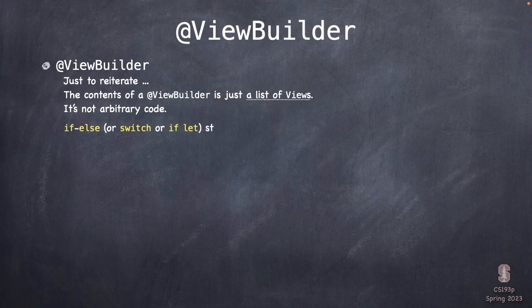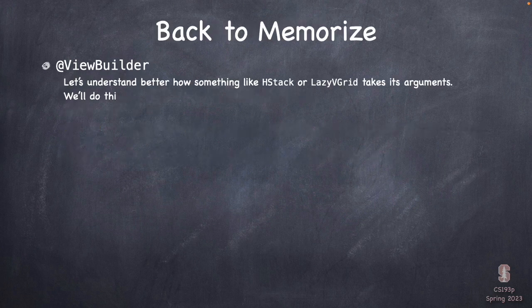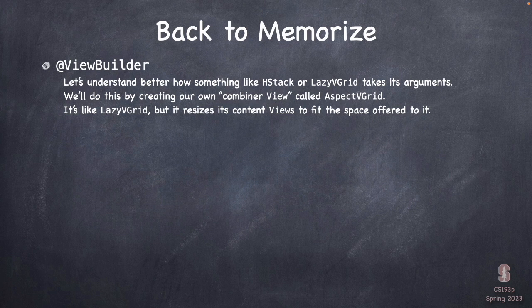It's not arbitrary code. You can do the ifs, you can do the lets, and that's it. Let's go build our own HStack, VStack-like thing. I'm going to build something that does the cards. So it's going to be a generic view that takes any number of items and a view builder for each item and lays them out at a certain aspect ratio so that they fit. All the stuff we just did, I'm going to put it in its own little HStack-like deal. Let's see what that looks like.